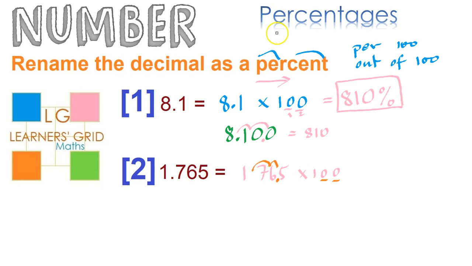Let's make that a bit tidier so we can read it clearly. 176.5, and that is out of 100, so that's the final answer.